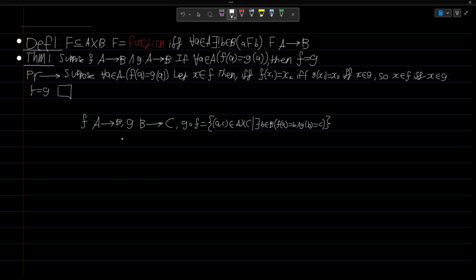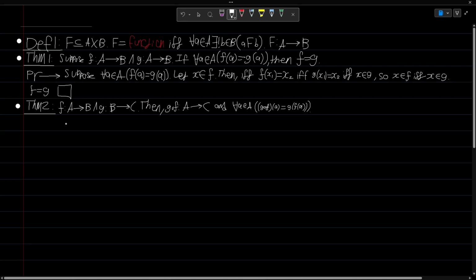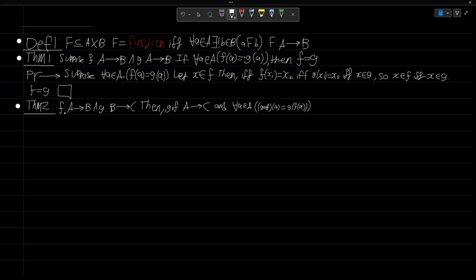And in fact, if f and g are functions, then g after f, the composition, is also a function. Specifically, this theorem states that if we let f be a function from A to B and g be a function from B to C, then g after f, their composition, is a function from A to C. And also, for all a in A, g after f of a is equal to g of f of a.